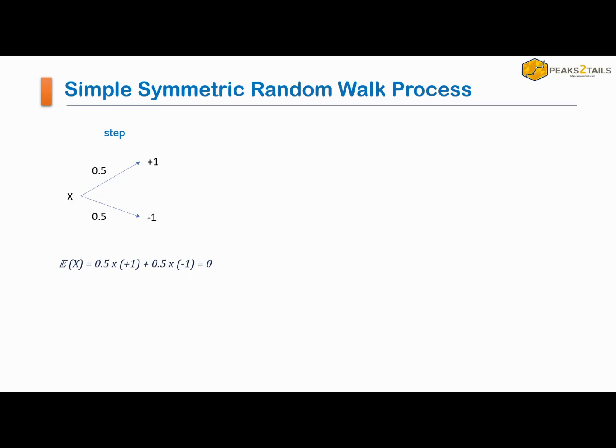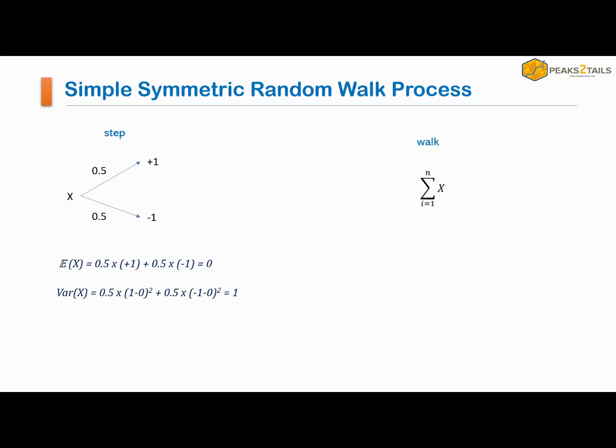What is the expectation of a step? The expectation of this step is 0.5 times +1 plus 0.5 times -1, which is 0. So this step has a mean of 0. And the variance of this step is also straightforward: 0.5 times (1 minus 0) squared plus 0.5 times (-1 minus 0) squared, which is 1. So this step has a mean of 0 and variance of 1.